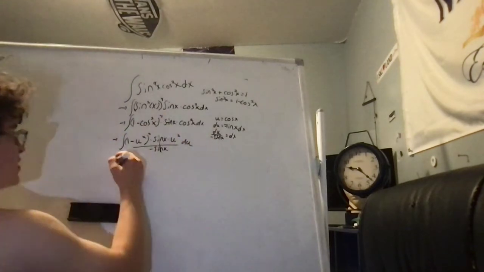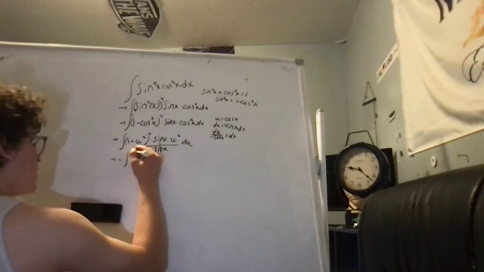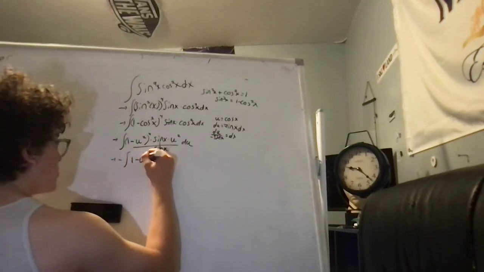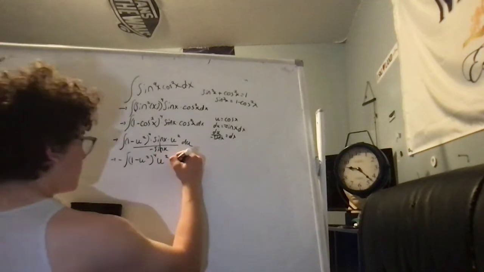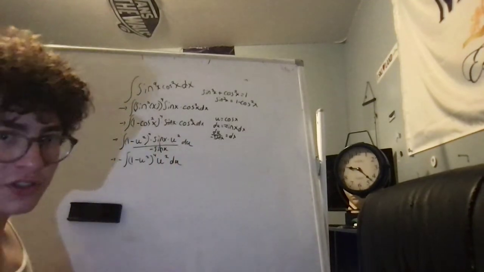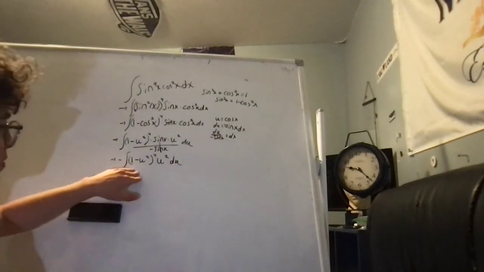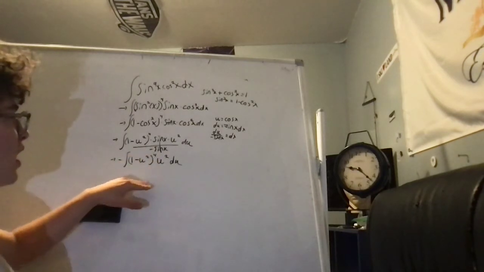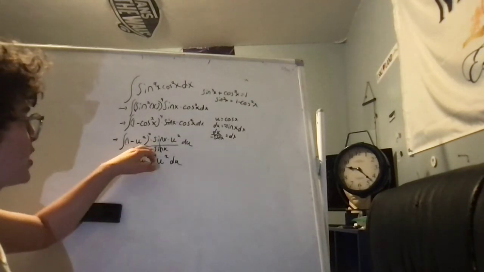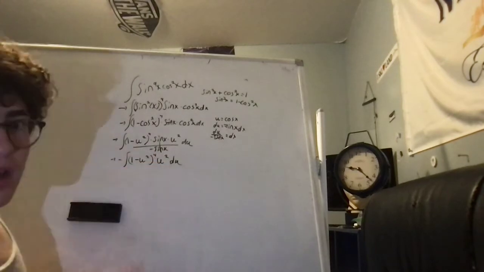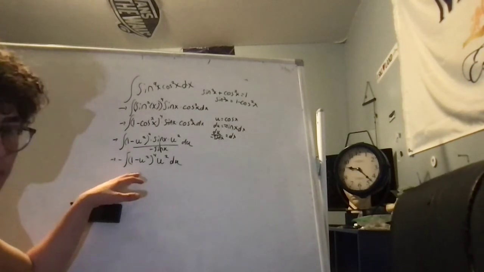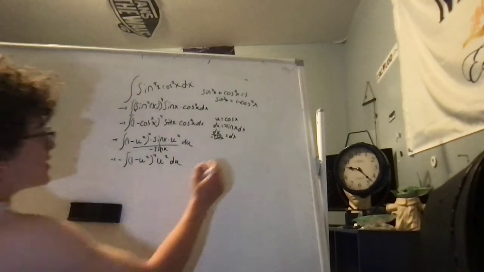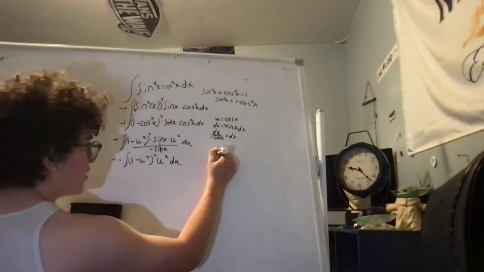Now we can see these cancel, and this just becomes negative integral of 1 minus u squared all to the fourth power times u squared, okay? So now this is a pretty easy integral to solve. However, we have to deal with this 1 minus u squared to the fourth power, and according to PEMDAS, we have to do the exponent first before multiplication. Unless you know your binomial expansion pretty well, this is pretty difficult, and so the easiest way to do this is with Pascal's triangle of coefficients, right?